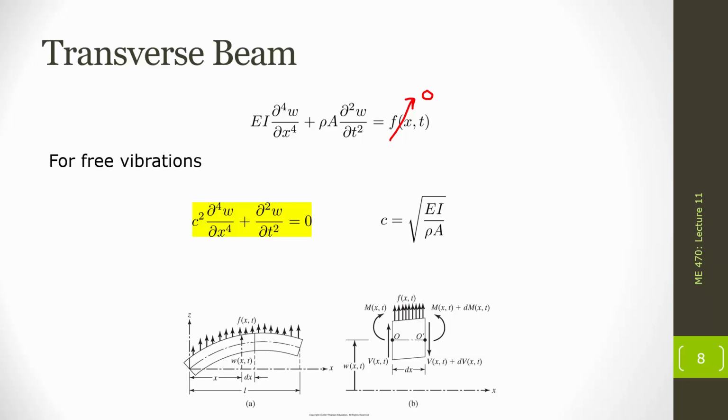But again, to quickly recap, this PDE is coming from a beam where the cross-section is constant. It's a single uniform material, so E and rho are going to be constant. And it is a free vibration, so there is no distributed load happening. It's only going to be oscillating based on the initial conditions of the beam.